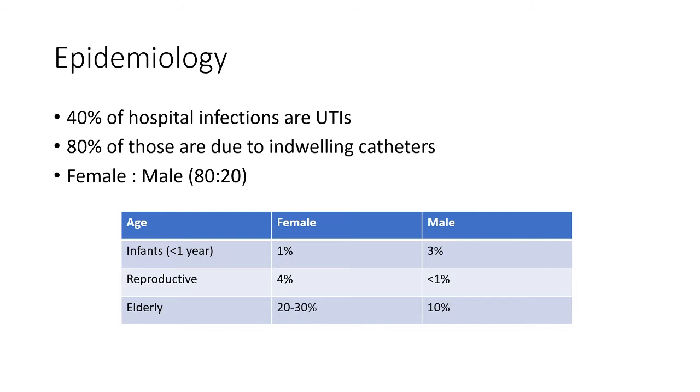Urinary tract infections, or for short UTIs, are common. They contribute 40% of all hospital infections, with most of the cases being due to indwelling catheters. Generally, females are more likely to suffer a UTI than males, with a ratio of 80 to 20. However, from looking at the table, we can see that male infants are more likely to suffer a UTI compared to female infants. This is due to the greater prevalence of congenital malformations of the urinary tract in the male gender, which increases the risk of a UTI.